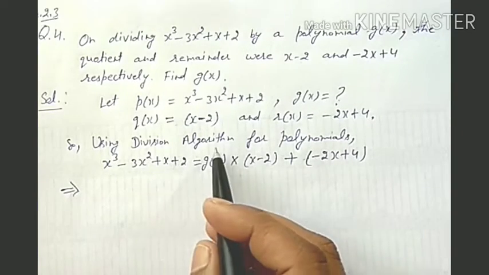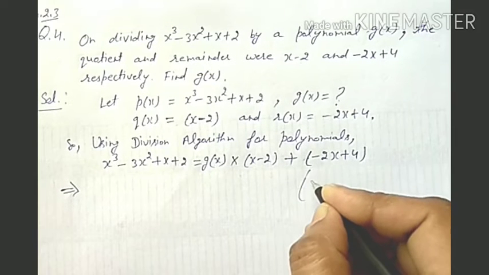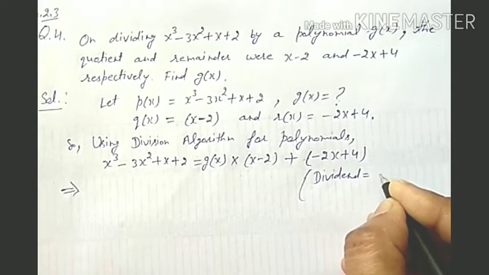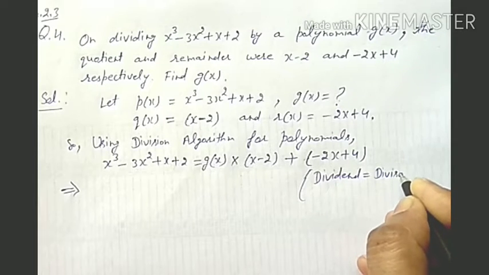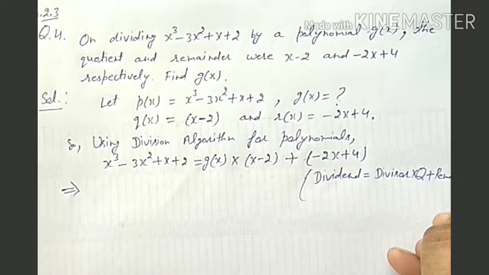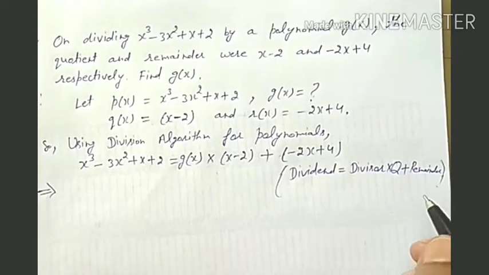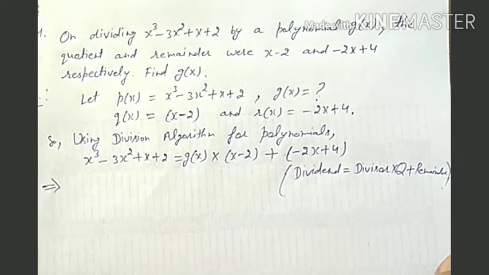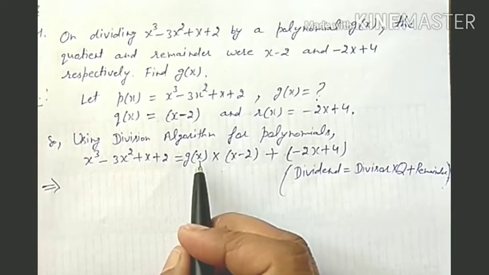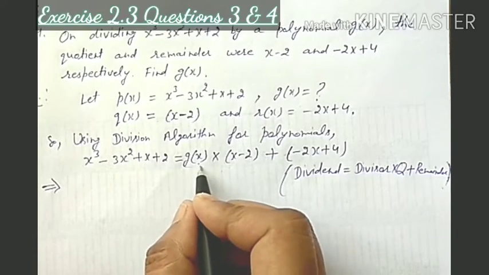So using division algorithm for polynomials, we know very well that dividend is equal to divisor into quotient plus remainder. So our dividend is equal to divisor into quotient plus remainder. So we have to find out the value of gx.